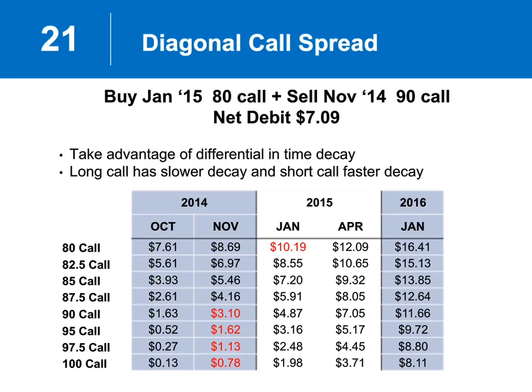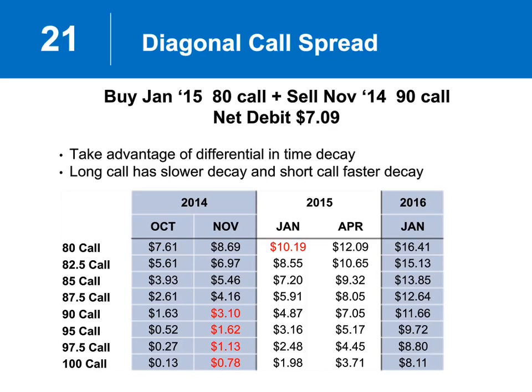This quote table allows us to plan our diagonal spread. We're looking to take advantage of the differential in time decay. Our long side, our buy side, our long call has a slower decay, and the short leg, the short call, will experience faster time decay.